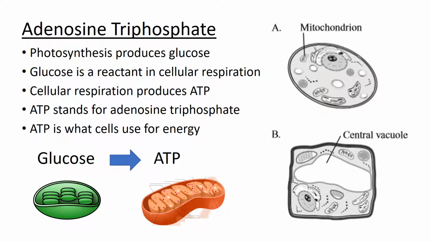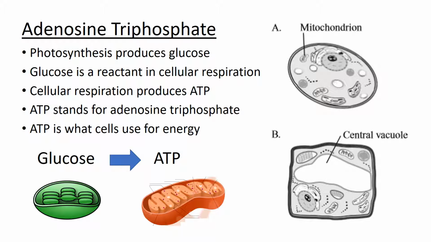In the bottom left, we have a chloroplast. The chloroplast is where photosynthesis takes place. And the point of photosynthesis is to produce glucose. Glucose is then used by the mitochondria in the process of cellular respiration. So cellular respiration takes place in the mitochondria. And the point of cellular respiration is to produce ATP, adenosine triphosphate, which the cell will then use for energy.